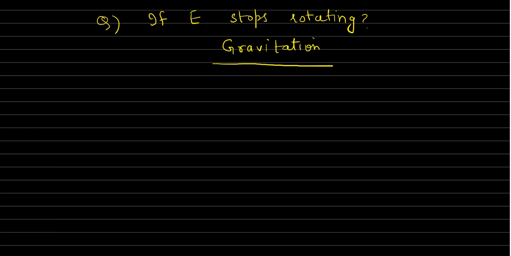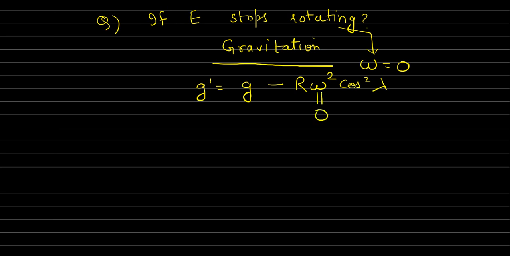तो अगर अर्थ रोटेट करना बंद कर देती है, so omega will be 0, and as we were taking g dash is equal to g minus r omega square cos square lambda. तो जैसे ही ओमेगा 0 हो जाता है आपके पास g डैश की वैल्यू आ जाती है g. इट मीन्स क्या हुआ, जो माइनस हो रहा था वो अब नहीं हो रहा. तो फिर आपने बोल दिया कि जो बॉडी का वेट है, एपरेंट वेट, obviously this will increase and it will be more than the actual weight felt by the body.